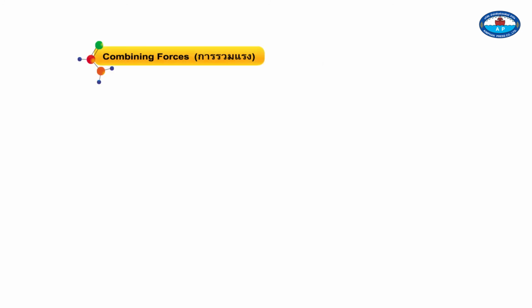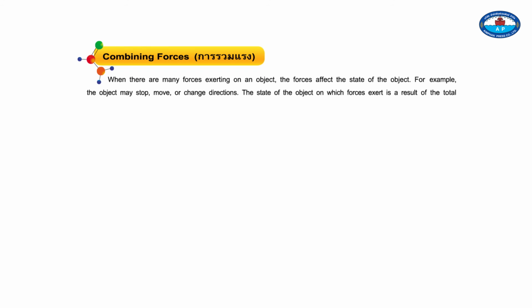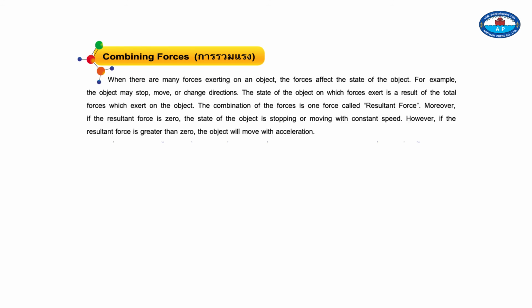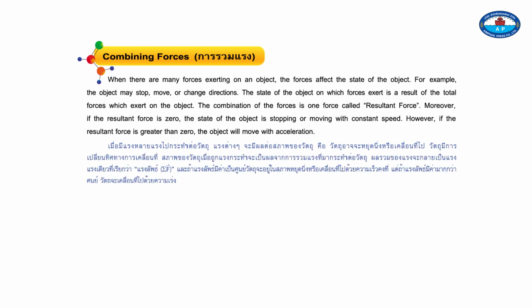Combining forces. When there are many forces exerted on an object, the forces affect the state of the object. For example, the object may stop, move, or change directions. The state of the object, on which forces are exerted, is a result of the total forces exerted on the object. The combination of the forces is one force called the resultant force. Moreover, if the resultant force is 0, the state of the object is stopping or moving with constant speed. However, if the resultant force is greater than 0, the object will move with acceleration.